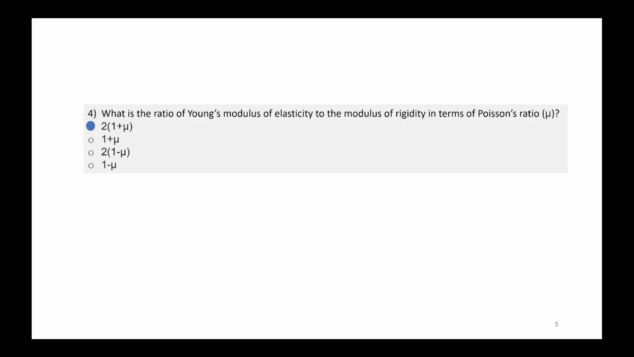The answer is A. It is 2 times (1 plus mu). The explanation: the relation is E equals 2G(1 plus mu), where E is the elastic modulus, G is the shear modulus and mu is Poisson's ratio. If we take G to the left side, we get the ratio E/G equals 2(1 plus mu). This is answer A.